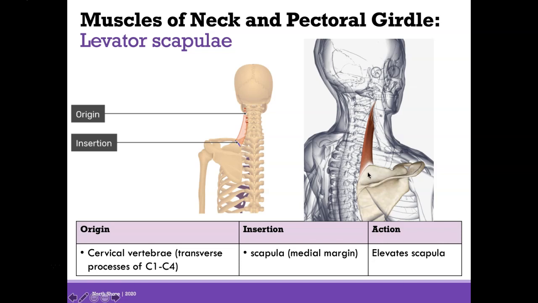So here's the medial margin. Remember, this is the lateral margin. This is the medial margin. So we have the scapula and the cervical vertebrae 1 through 4 are the skeletal attachments of the levator scapulae. And again, this is going to elevate the scapula. It's going to raise our shoulders.